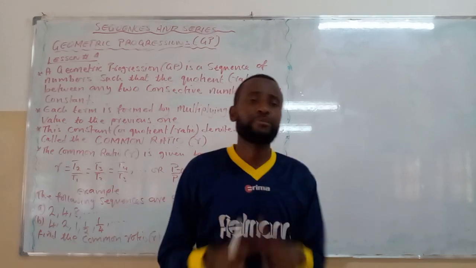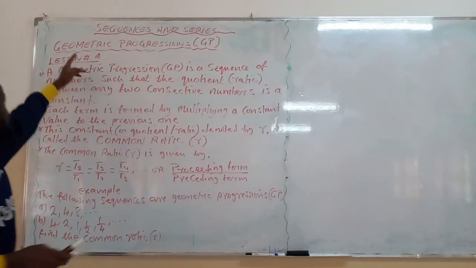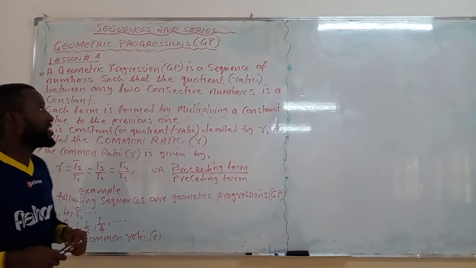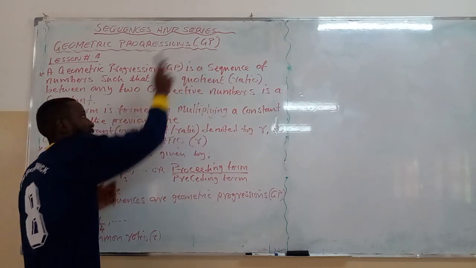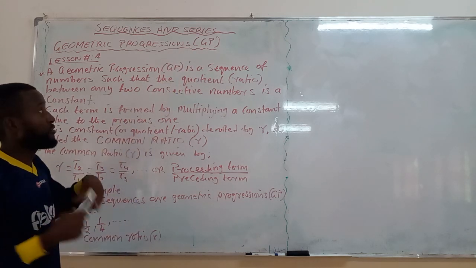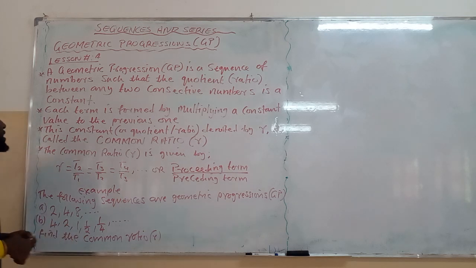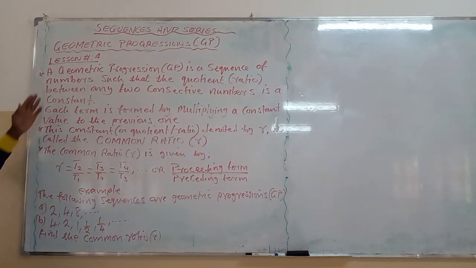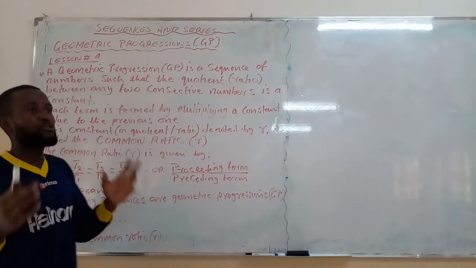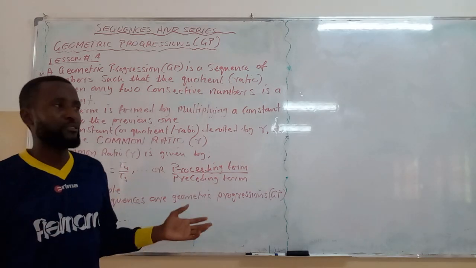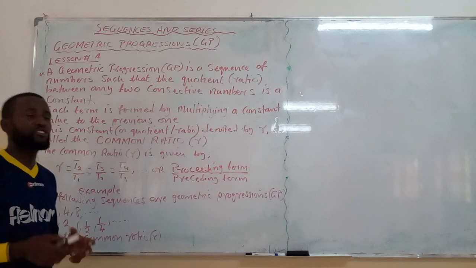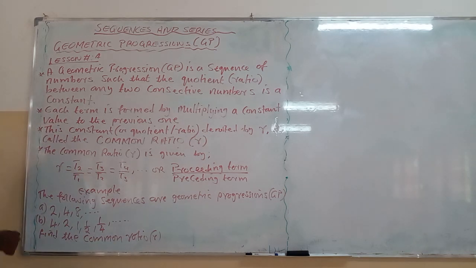paper. Now let's begin. Sequence and series, we are focusing on geometric progression, which is sometimes called GP. GP is an abbreviation of geometric progression. Now, lesson number 1 of geometric progression, we will focus mostly on finding the common ratio, the important part of geometric progression, and that will be this lesson.